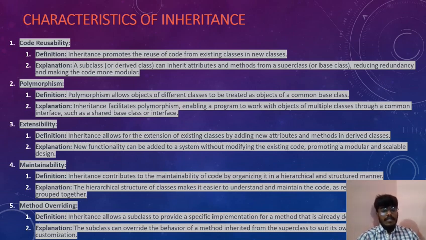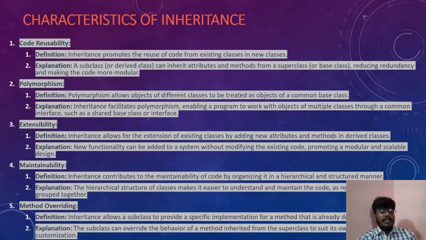The next, polymorphism. Polymorphism allows objects of different classes to be treated as objects of a common base class. Explanation: inheritance facilitates polymorphism, enabling a program to work with objects of multiple classes through a common interface, such as a shared base class or interface.